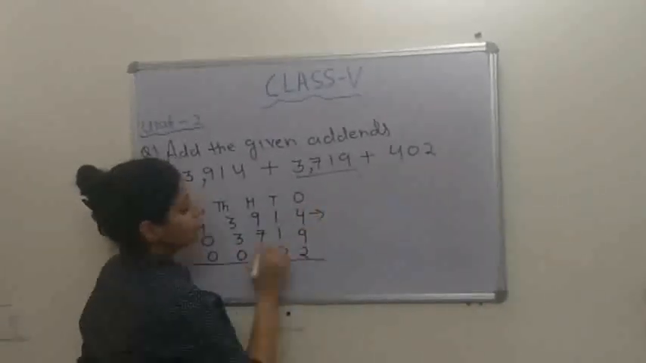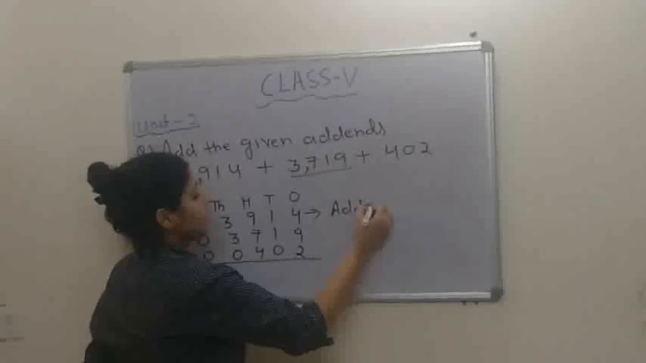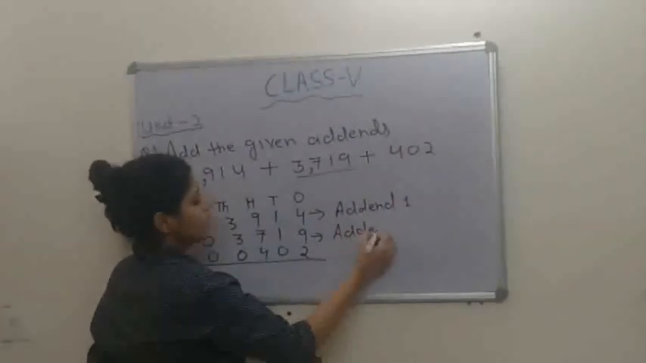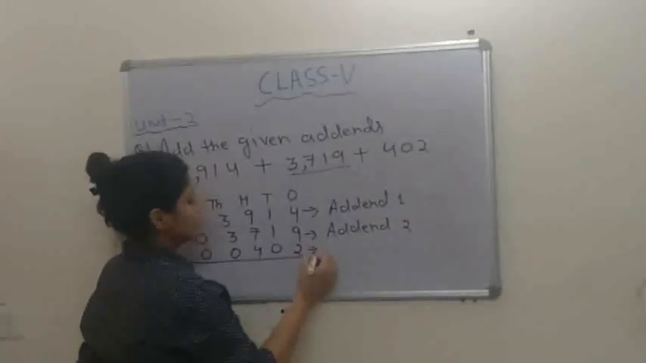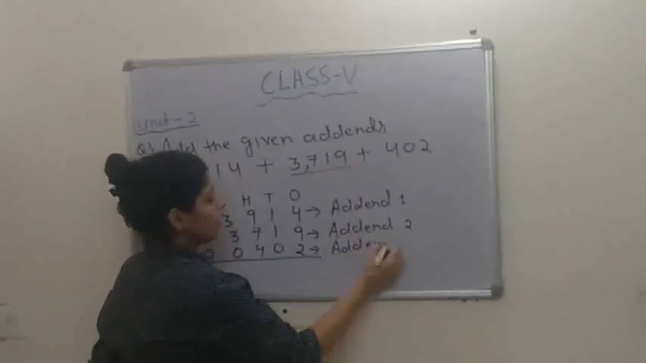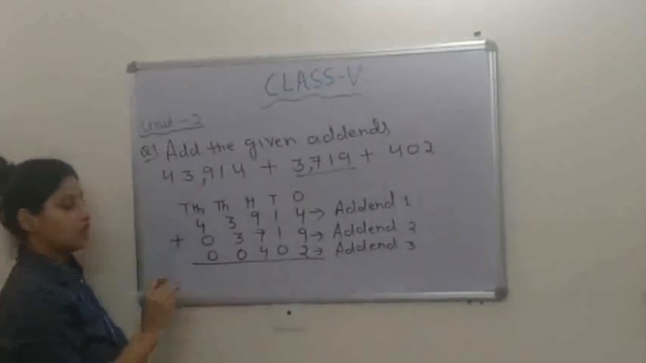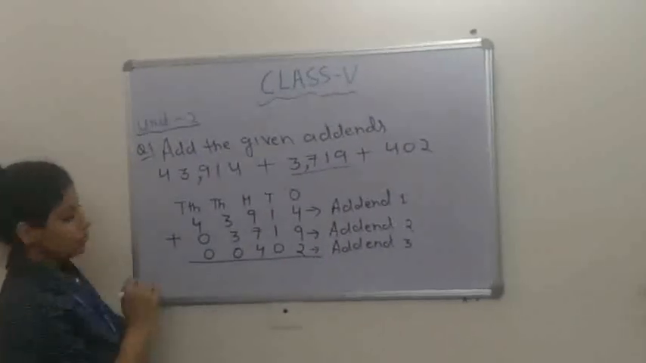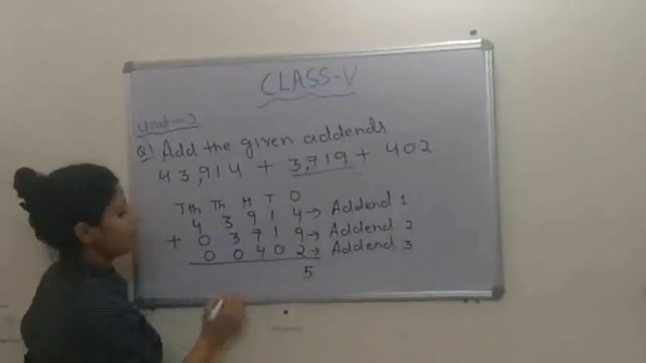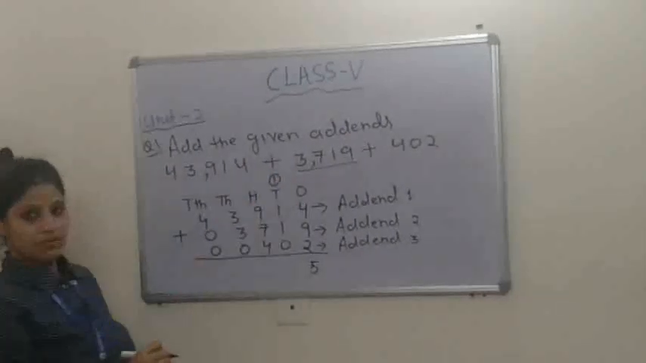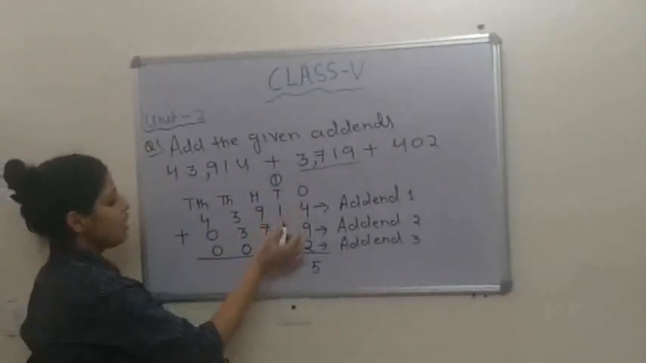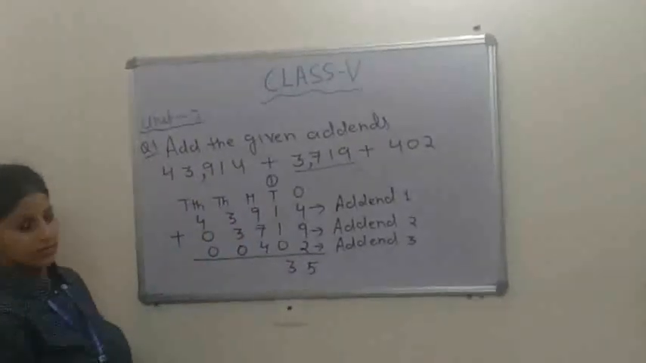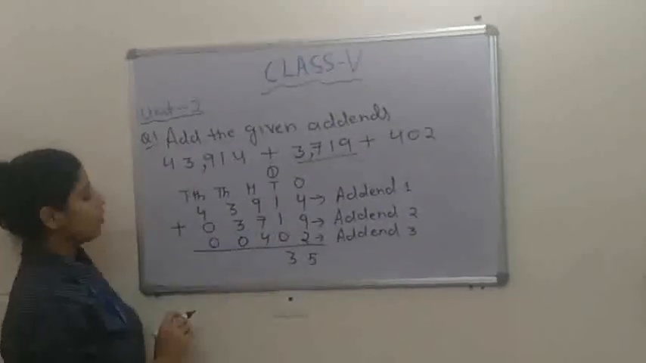Again I tell you, this is your addend 1. This is your addend 2. And this is your addend 3. Let's add all 3 addends. So 9, 10, 11, 12, 13 and 2, 15. 5 and 1 will be carried forward. So let's add 1, 2 and 3. This is 3. Now 9 and 7, 16, 16 and 4, 20.